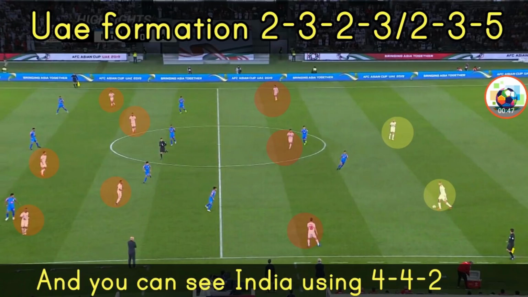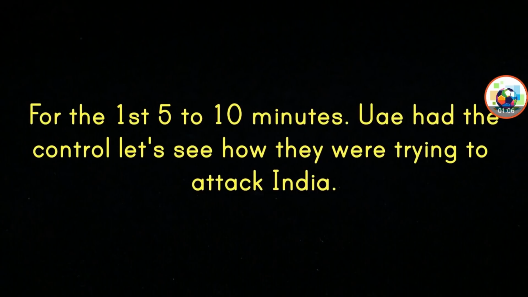You can see UAE making a 2-3-2-3 formation, or you can say 2-3-5, with the two yellow spots being the defenders, the red spots the midfielders, and the five orange spots the attackers. And you can see India is still using the 4-4-2 formation. For the first 5 to 10 minutes, UAE had full control.